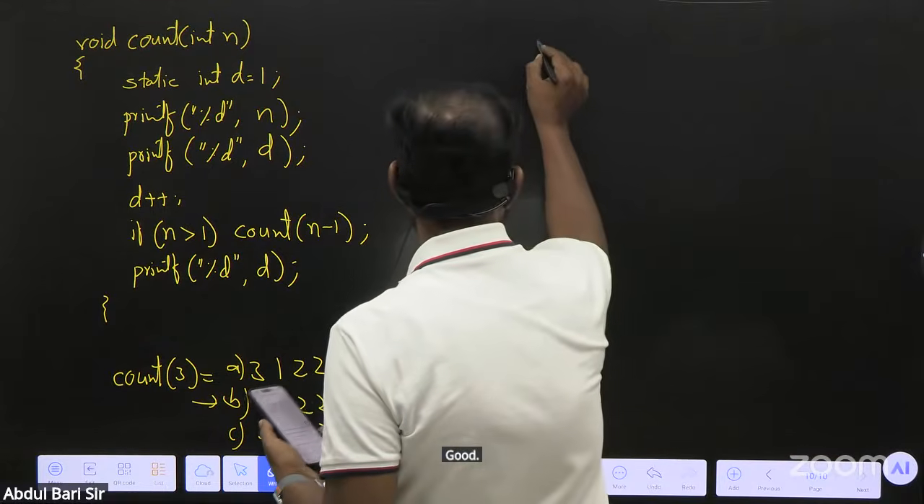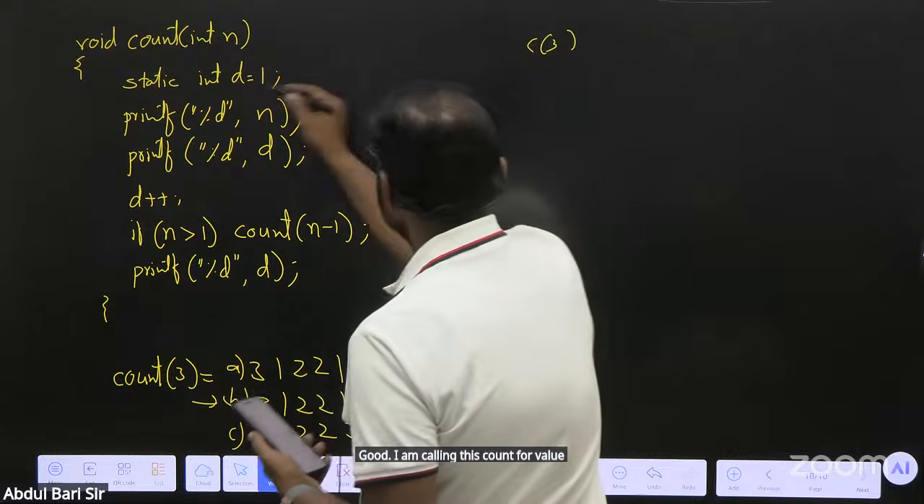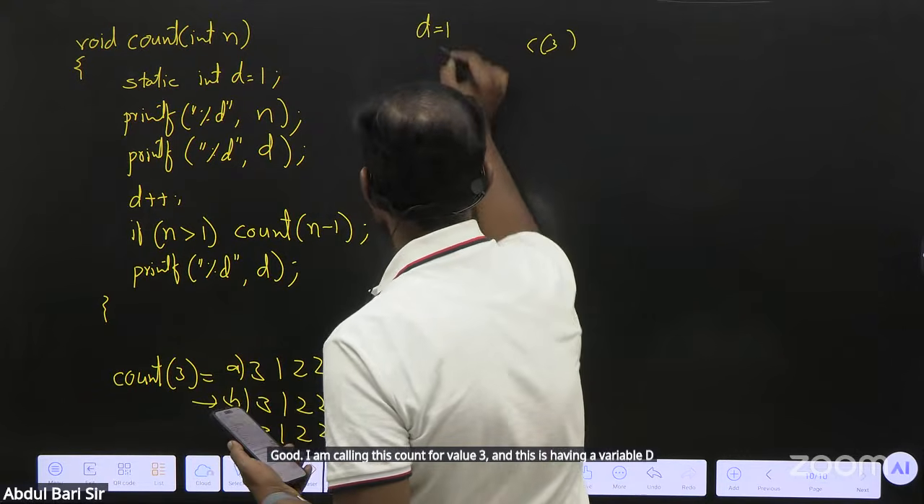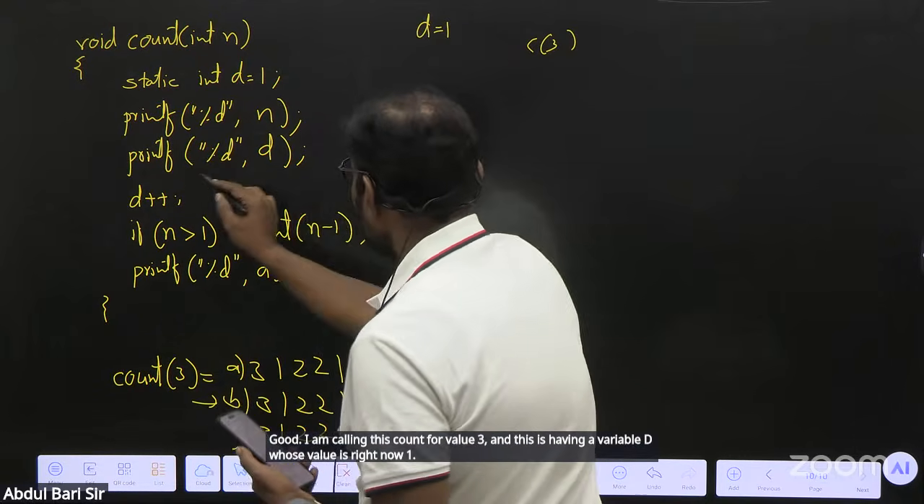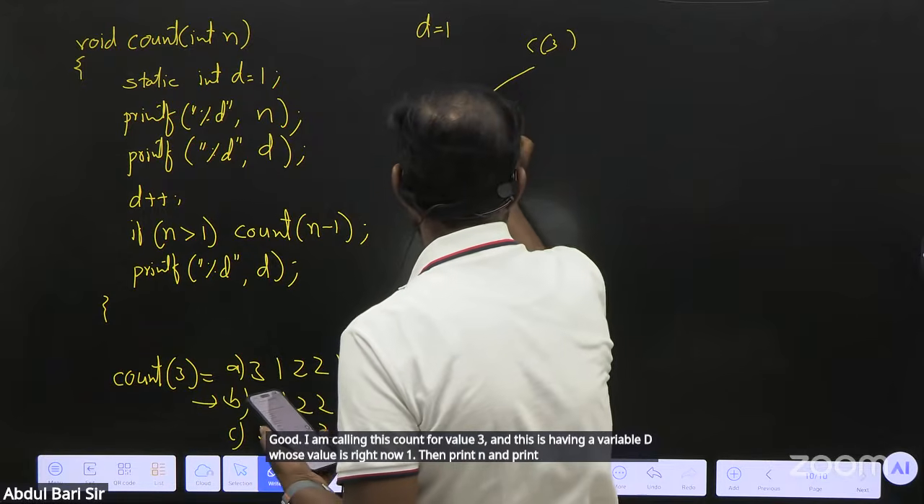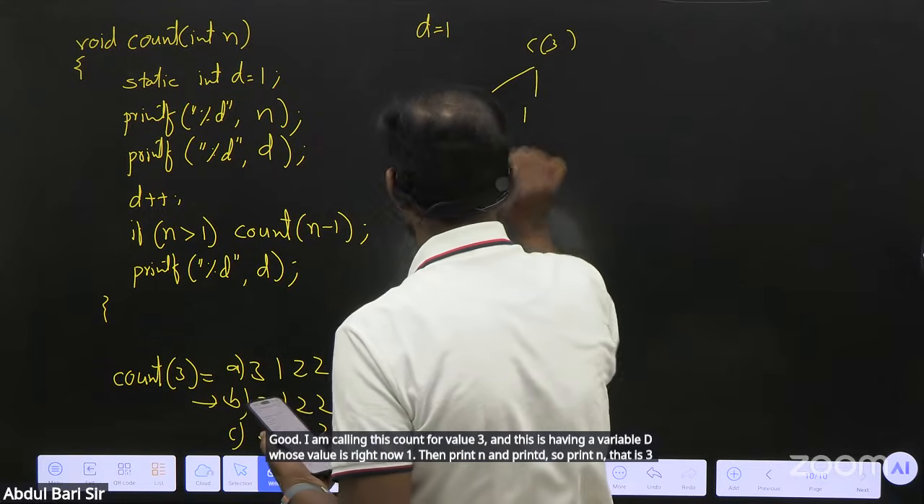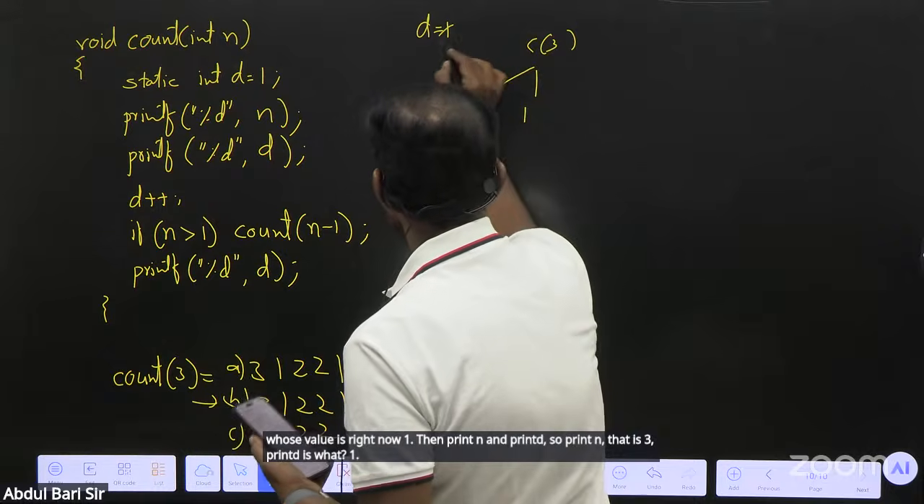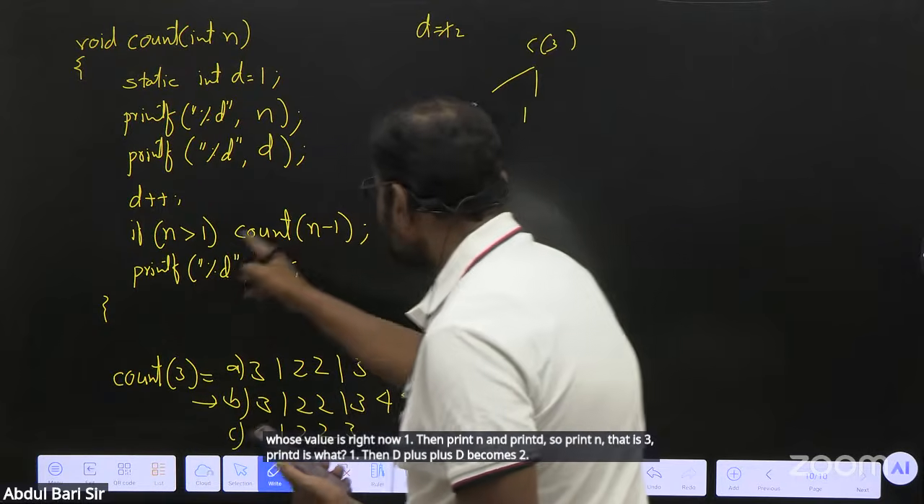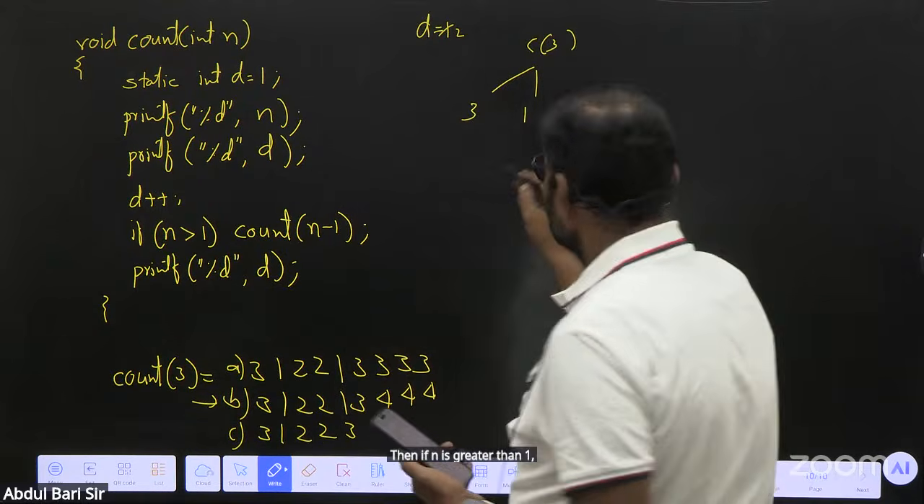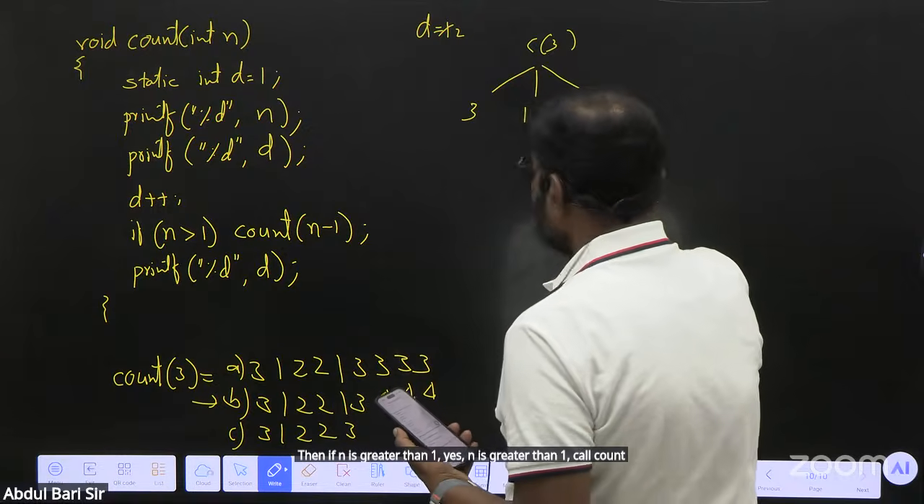I am calling this count for value 3, and this is having a variable d whose value is right now 1. Then print n and print d. So print n, that is 3, print d is what? 1. Then d plus plus, d becomes 2. Then if n is greater than 1, yes, n is greater than 1. Call count once again. So these are the steps.